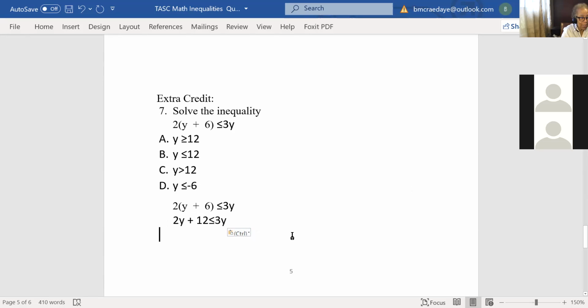So what would you do next? So we subtract it now. Yes, so what would you subtract? So you subtract 2y from both sides. Yes, okay, subtract 2y from both sides. Okay, so let's just do that.